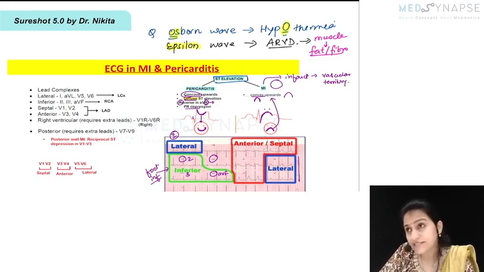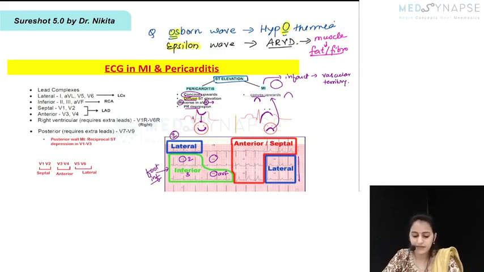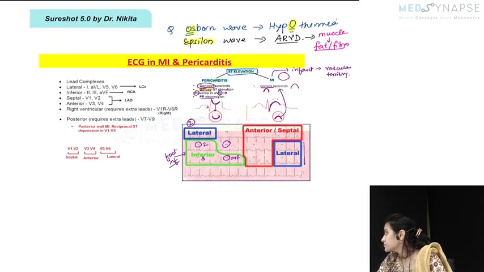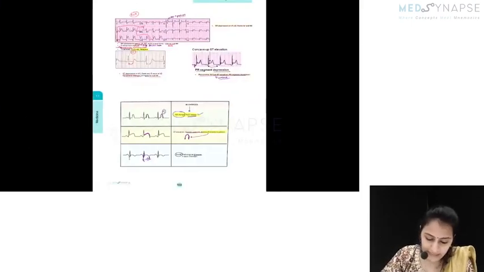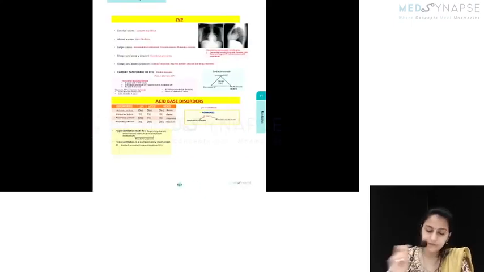Delta wave we have already seen. Delta, WPW, Wolff-Parkinson-White; Osborn; and epsilon. Right, so that's about ECG.